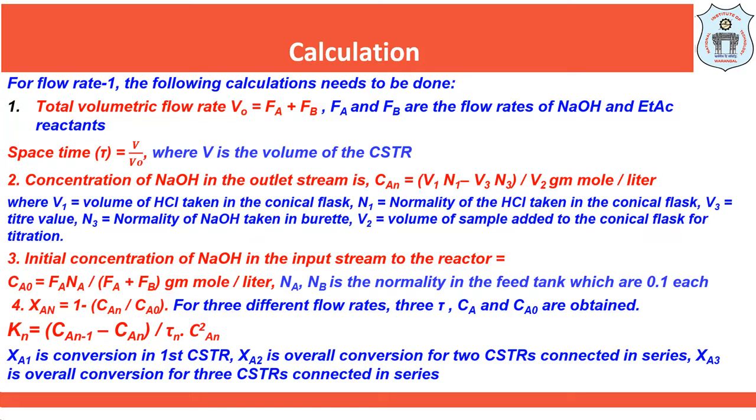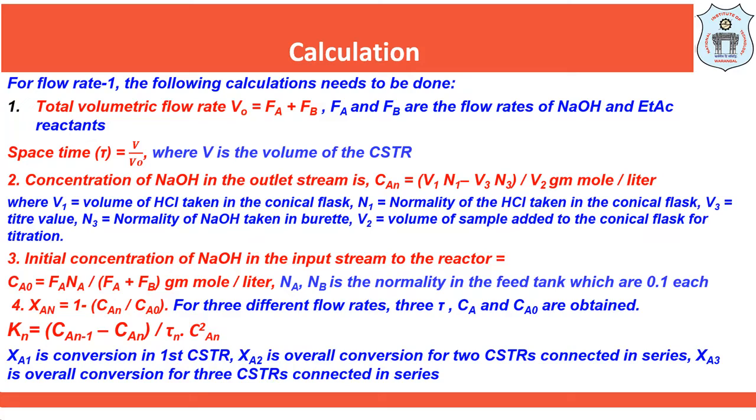That is small v naught, and we know the definition of space time: it is V by V naught, where capital V is the volume of the CSTR reactor. Again, the volume of the CSTR reactor is the same for all 3 reactors, and the value is known in the given observation, around 0.96 or 0.97 liters. So we are going to get the space time value from that. The endpoint, that is the volume of NaOH consumed during the titration, is the V3 value, the titer value.